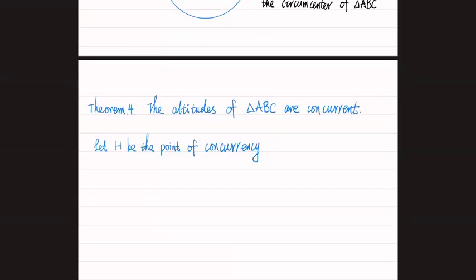Now we go to the fourth construction. It's the altitude.